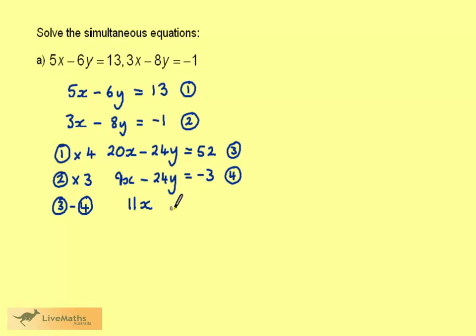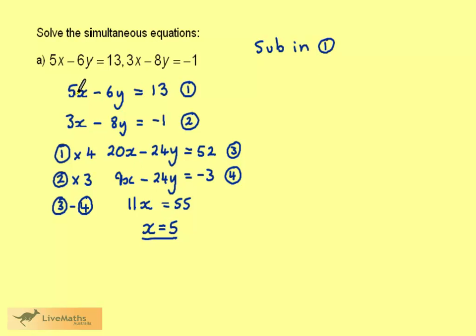20 take away 9 is 11, so we have 11 x's. We then do 52 minus 3, which will become 55. Therefore x is equal to 5. When we substitute back in, always go back to an original equation. I'm going to sub in number 1.